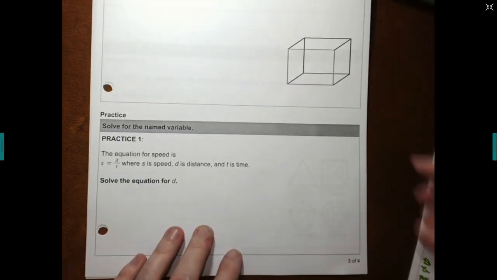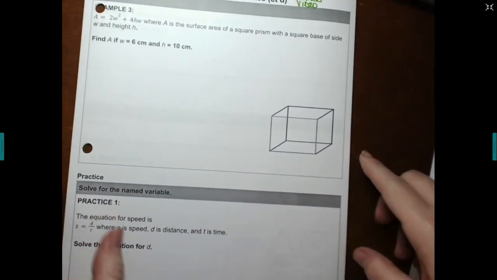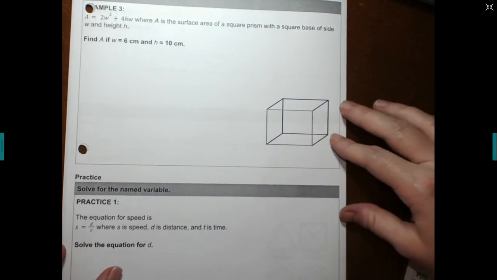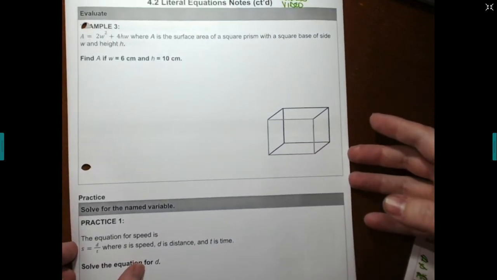Okay. Example 3. It's okay. You got it. You can do this. You can do this. It's okay. You got this. We have to evaluate. Oh my goodness. Oh my goodness.